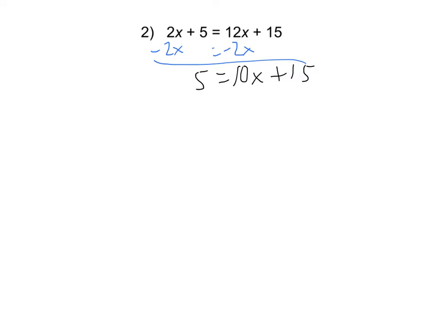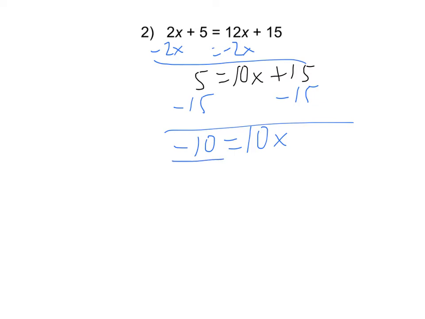We look at the x term, we have to eliminate the 10 and the 15. What do we undo first? We undo the addition by subtraction, so we're going to subtract the 15, and now on the left side we have a negative 10, and on the right side we have a positive 10x and nothing else. The 15s are gone. We're now going to divide both sides by a positive 10, and what are we left with? We're left with negative 1 equals x.